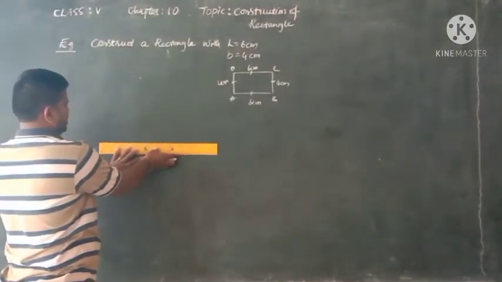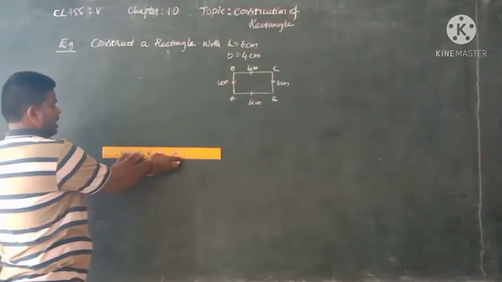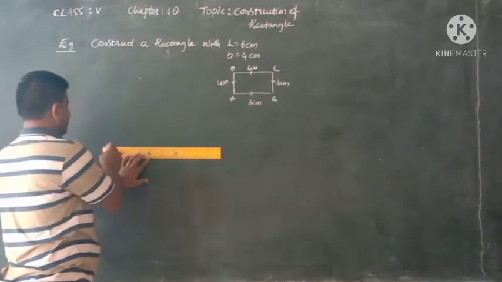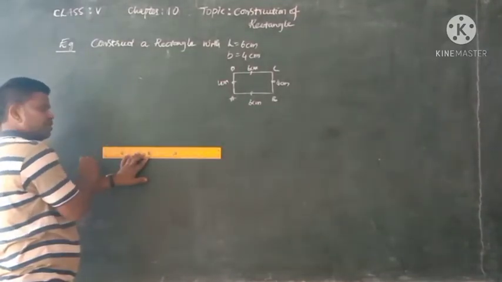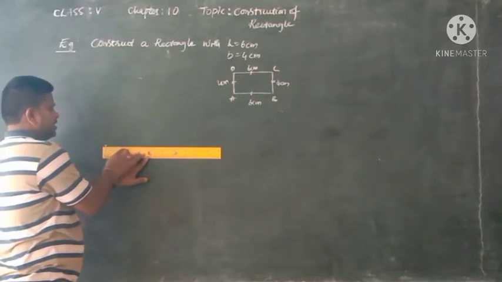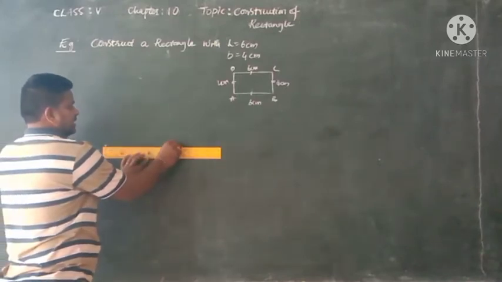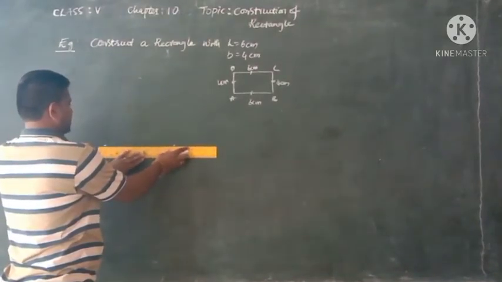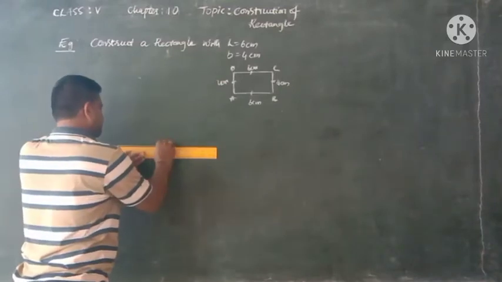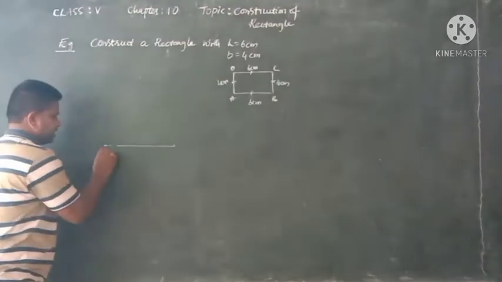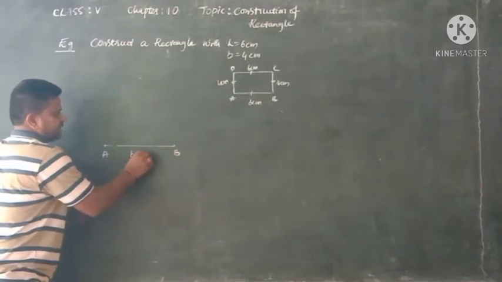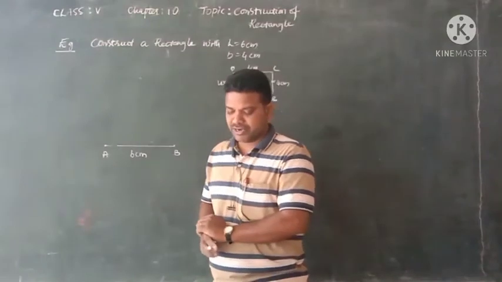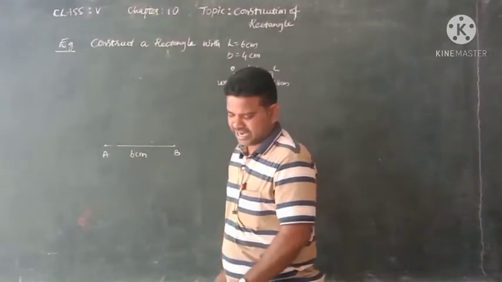So, 6 centimeters. Using a ruler, draw a line segment AB with the given length 6 centimeters. So the first point is 0, this is 1 point, 1, 2, 3, 4, 5, 6. 6 centimeters. This is our required line segment AB, 6 centimeters, which you have already drawn. Step 1: draw a line segment AB equal to the length of the given rectangle.